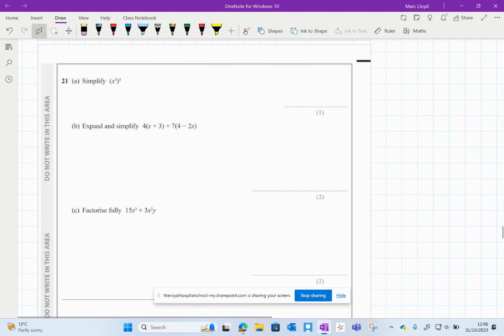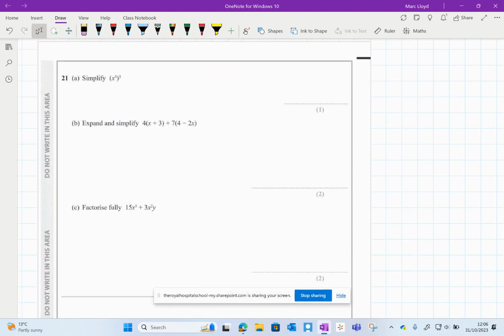Okay. Oh, algebra, my favourite. So x cubed to the power of 5 means x cubed times x cubed times x cubed times x cubed times x cubed, which I'm not going to write out. So that means we're going to have x to the power of 3 times 5, which gives us x to the 15. Because if we had x cubed times x cubed, you add those powers across.